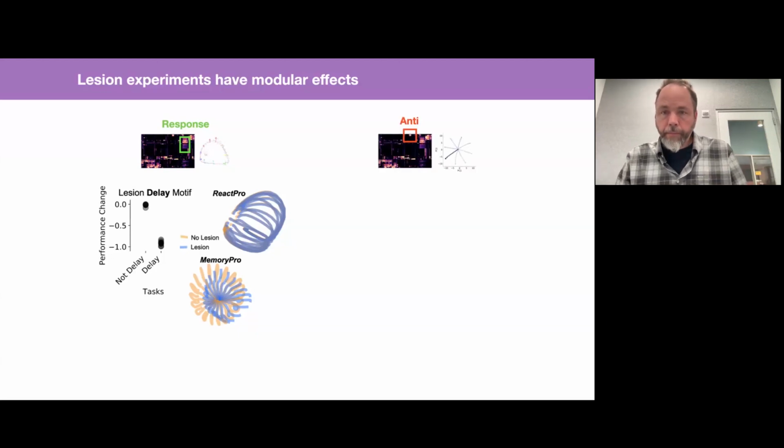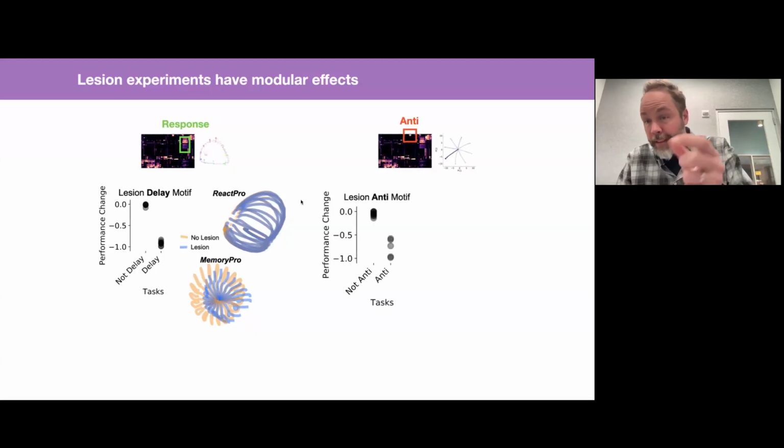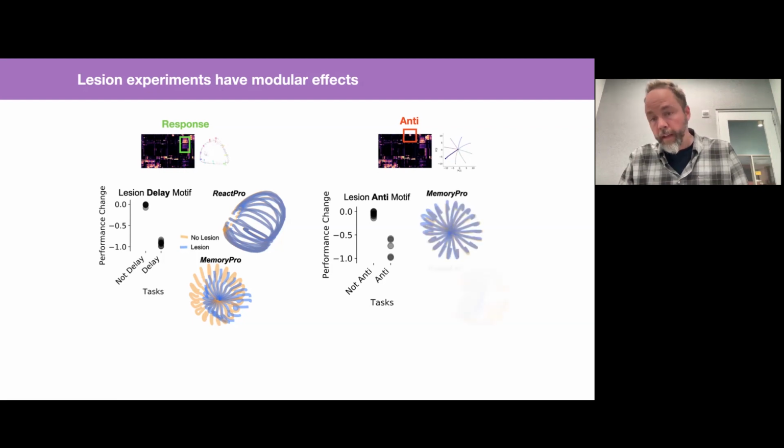Likewise with anti. If you just lesion these 4 units, your anti behavior just goes to the floor. It's awful. And again, you can visualize that, but the quantitative result is there.